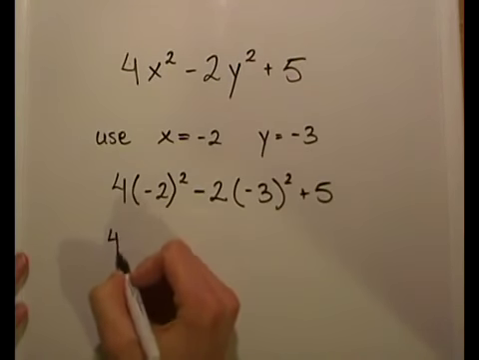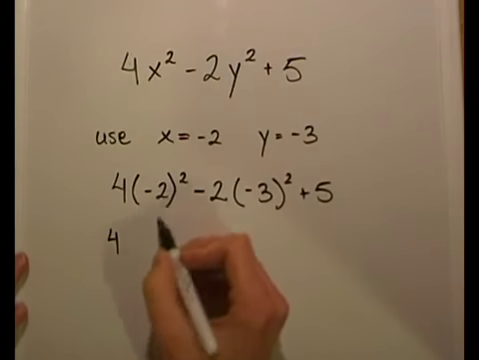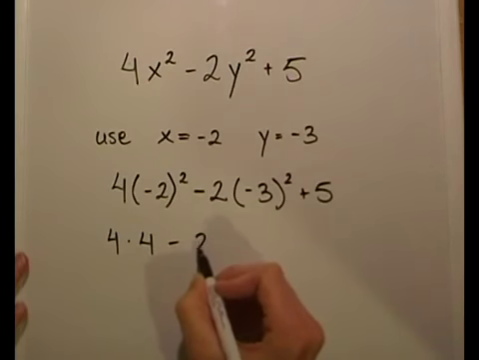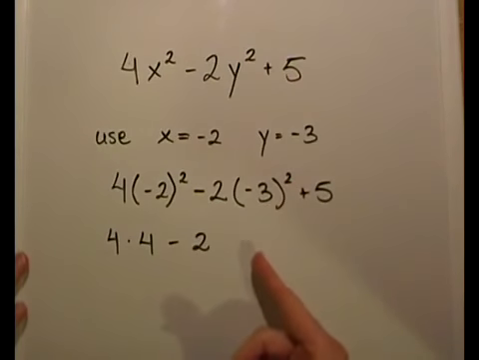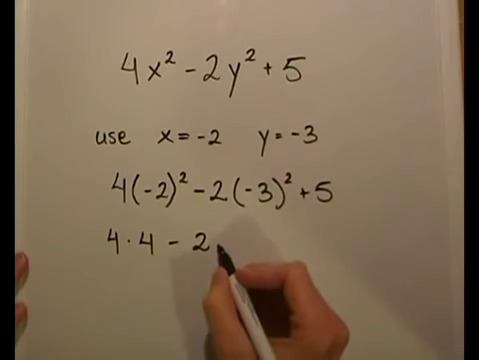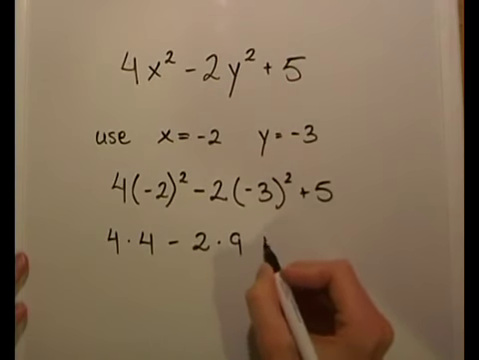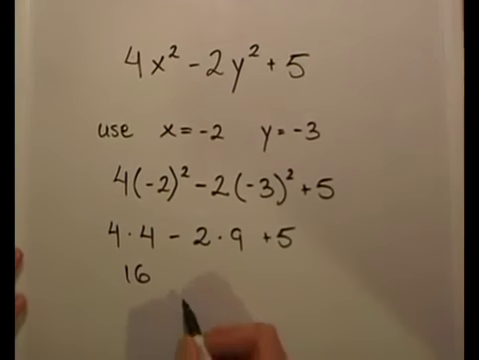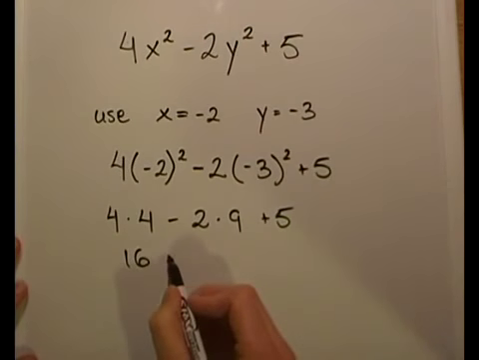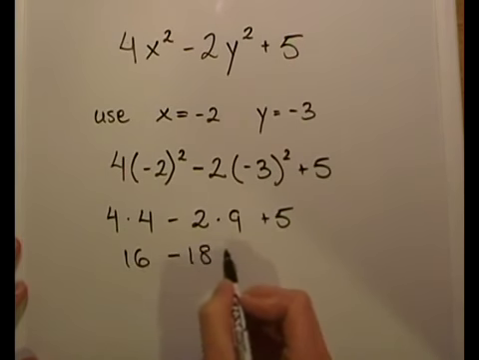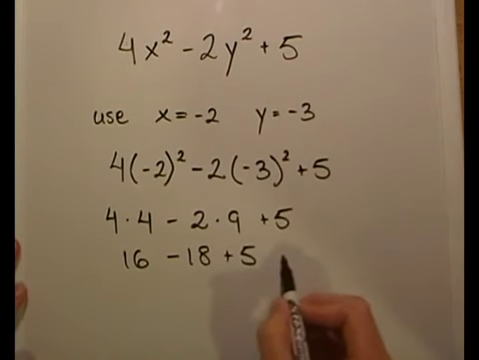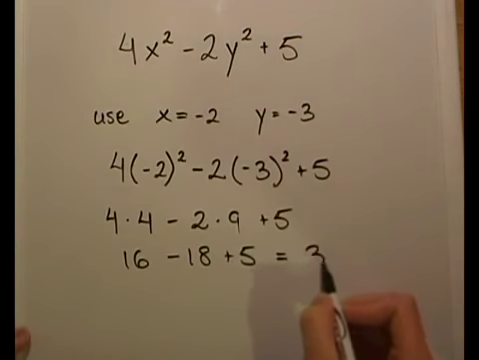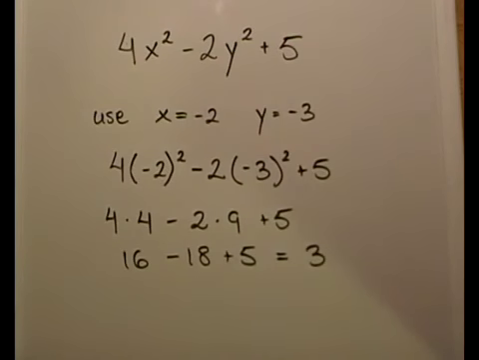So we're going to get 4, -2 squared, like I mentioned, is +4, minus 2, -3 squared, in parentheses, equals +9 plus 5. Okay, we're going to get to 16 minus 18 plus 5. And that's going to give us +3, if I'm not mistaken.